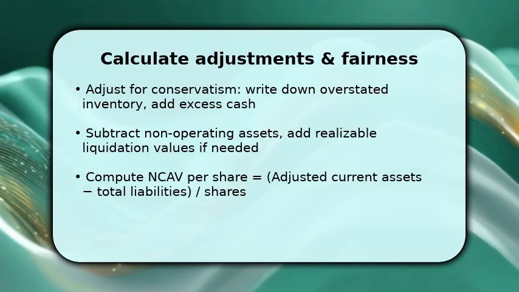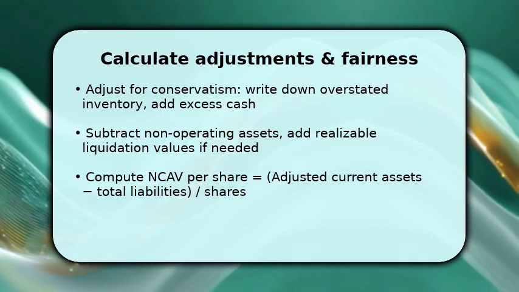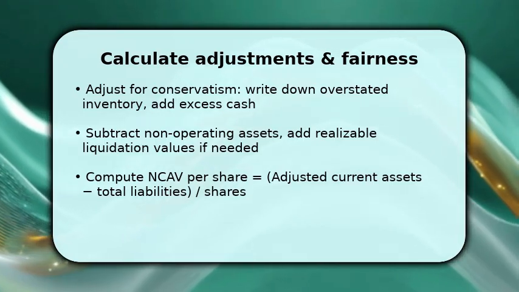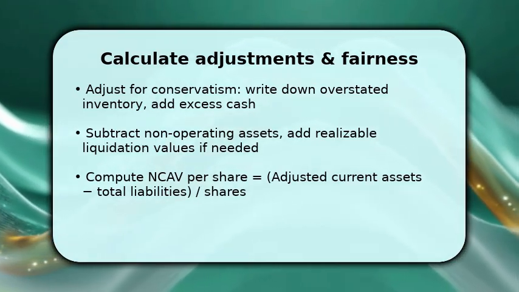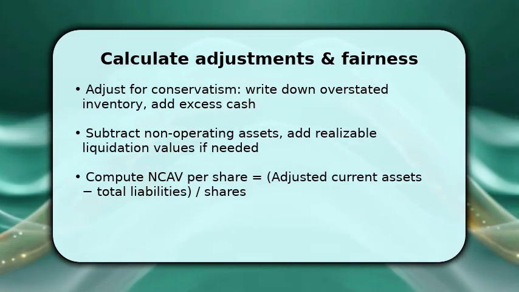After those adjustments, calculate NCAV per share by dividing adjusted current assets minus total liabilities by shares outstanding. You do this so the per share metric reflects what a disciplined buyer might actually recover in a liquidation.